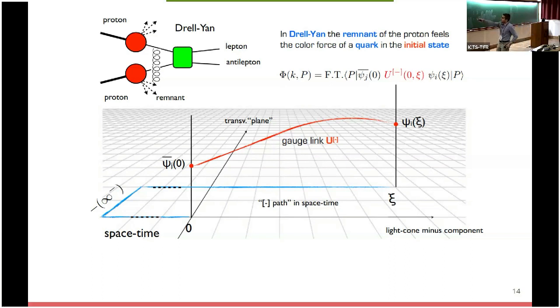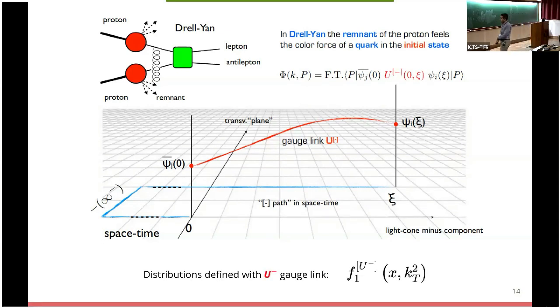So these interactions can be resummed into what is the gauge link for Drell-Yan, and the factorization theorem for this observable tells you that the path in space-time goes along the light cone minus component to minus infinity. Then it bridges the non-locality in the transverse direction in this way, and then it goes back to psi. So it has what is called a staple form. Okay? It's a staple that goes to minus infinity. So we label this path in space-time with a minus sign. So this gauge link, we call it the U minus gauge link.